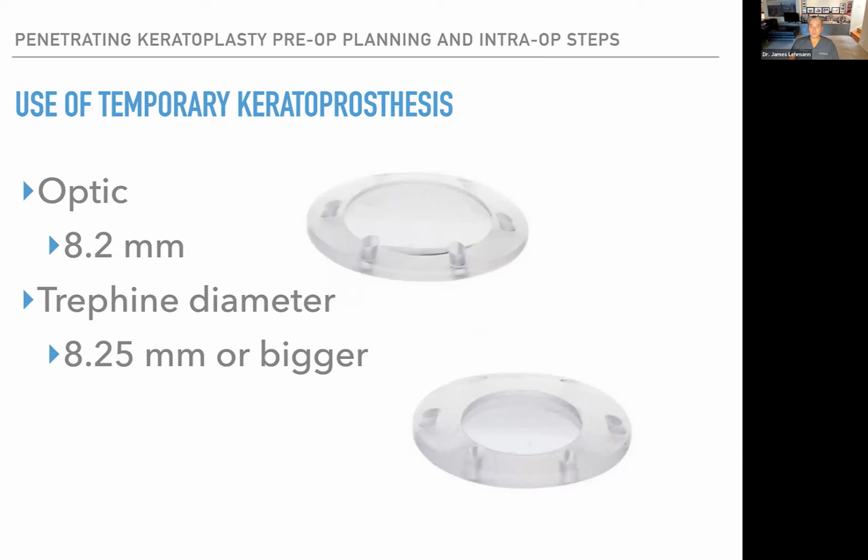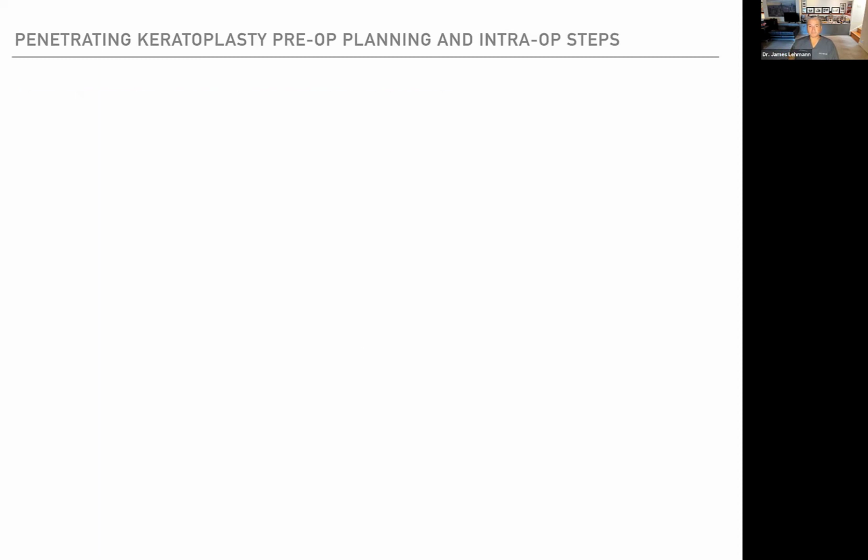Now, a use of a temporary K-Pro. Why on earth would you ever do this? Well, sometimes you do a combined case with retina, and they've got to do some retina work, and you have to give them a view. So you can do this plastic sutured-in temporary K-Pro for them to do their retina work. They come at 8.25, but don't do an 8.25 trephination. You need to do bigger, because it doesn't fit nicely, like 8.5, 8.75 in these cases.